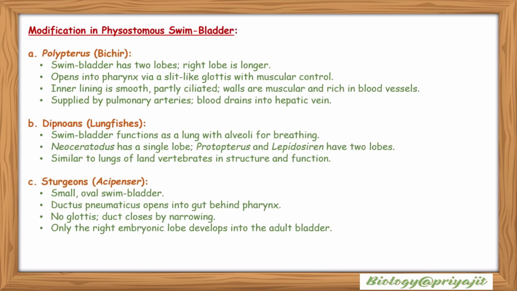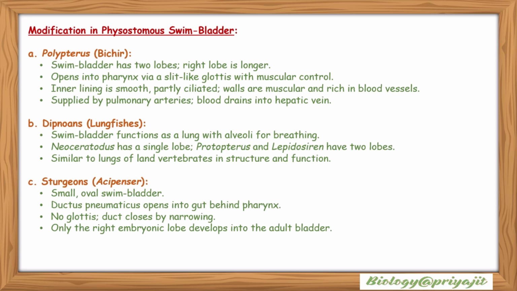Modification in Physostomus swim bladder: Polypterus or Bichir. The swim bladder has two lobes. The right lobe is longer, opens into the pharynx via a slit-like glottis with muscular control. The inner lining is very smooth, partly ciliated, and the walls are muscular and rich in blood vessels. It is supplied by pulmonary arteries. Blood drains into the hepatic vein.